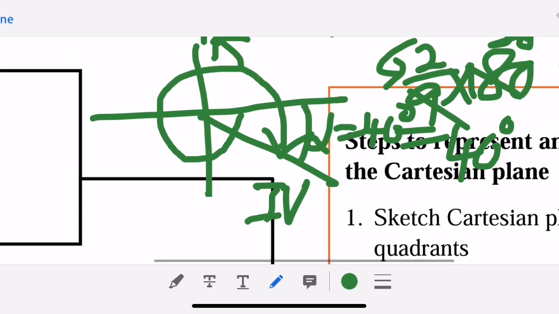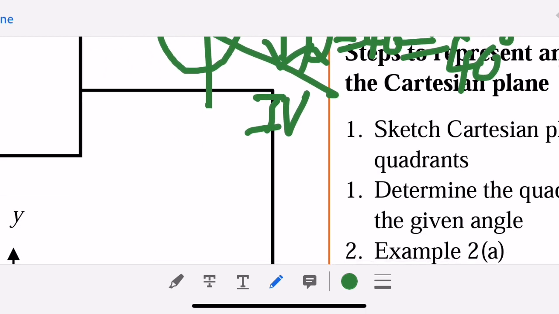Or maybe you can just press your calculator, negative 2, and then press the fraction button, right?